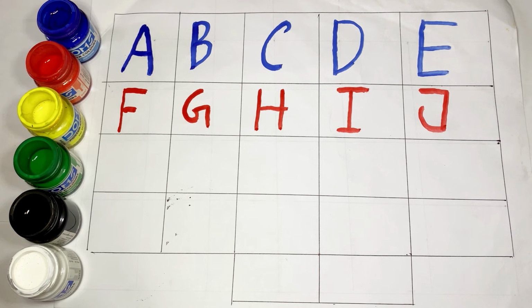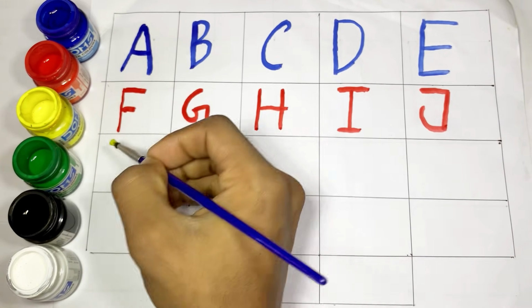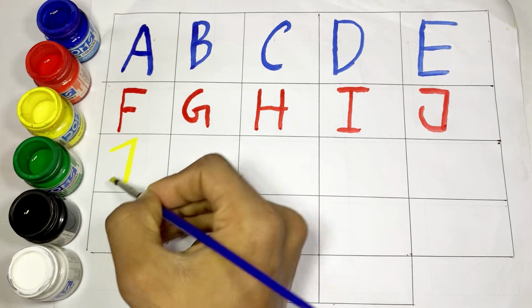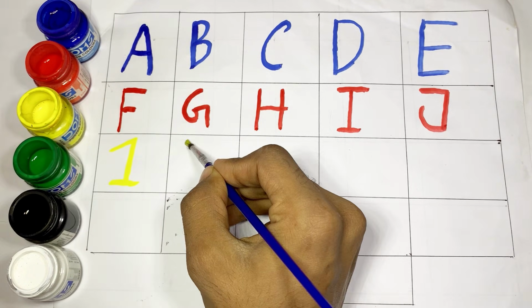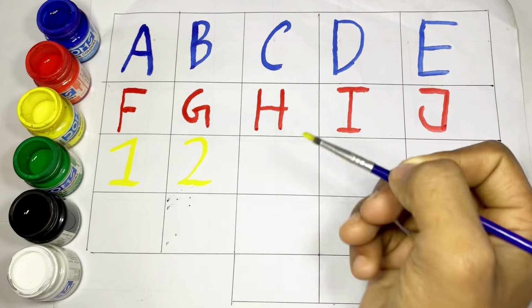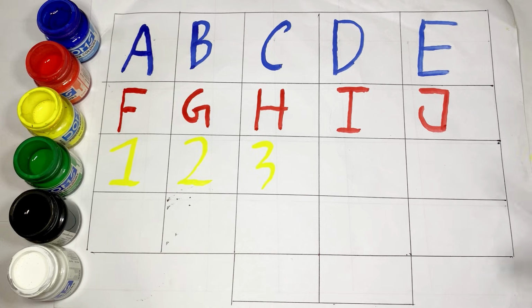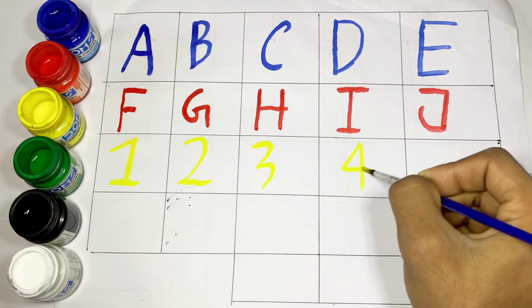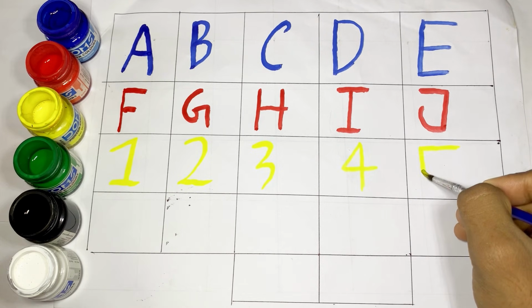The alphabets of numbers. First we draw 1. O-N-E, 1. The numbers: 1, 2, T-W-O, 2, 3, T-H-R-E-E, 3, 4, F-O-U-R, 4, 5, F-I-V-E, 5.